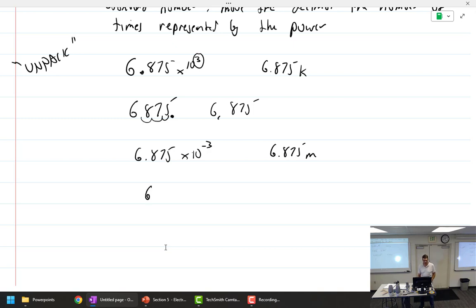6.875 is my number. I got to move it how many places? Three. One, two, three. Fill in the zeros. So it becomes 0.006875. Well, I guess we can talk about rounding right here. It is a good time to talk about rounding.